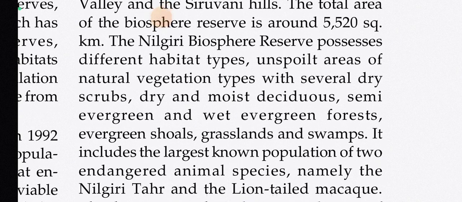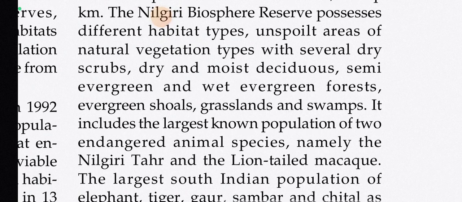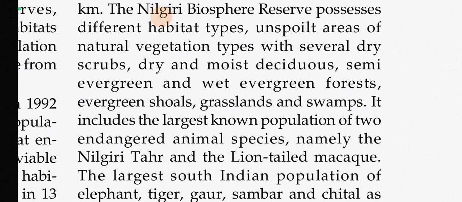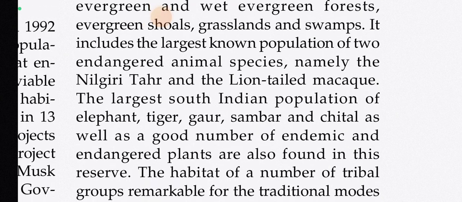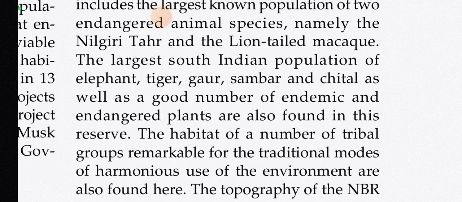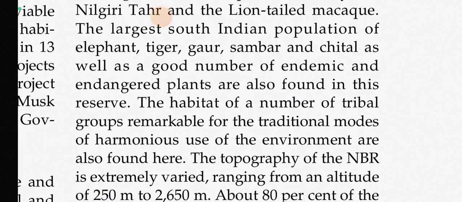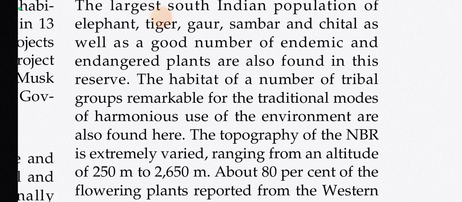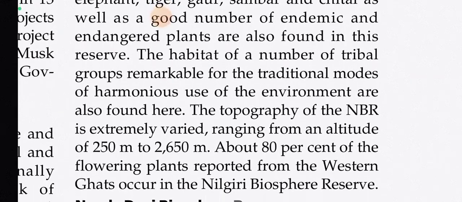The Nilgiri Biosphere Reserve possesses different habitat types, unspoiled areas of natural vegetation types with several dry scrubs, dry and moist deciduous, semi-evergreen and wet evergreen forest, evergreen sholas, grasslands and swamps. It includes the largest known population of 2 endangered animal species, namely the Nilgiri tahr and the lion-tailed macaque. The largest South Indian population of elephant, tiger, gaur, sambar and chital, as well as a good number of endemic and endangered plants are also found in this reserve.